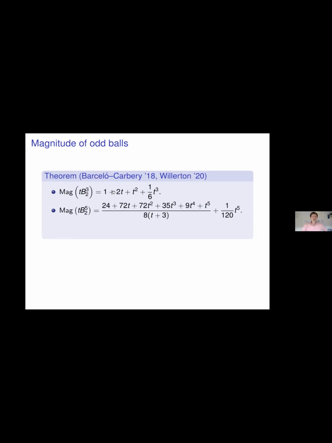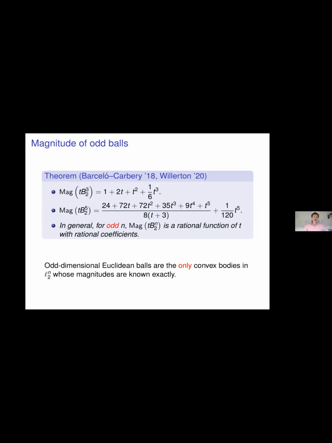And we get in 3 dimensions something not too surprising looking after you've seen the magnitude of an interval. But in 5 dimensions and beyond, we start getting something a little stranger. And in general, what we get is a rational function of the radius with rational coefficients, but the explicit description of it is really quite complicated. And I should say that as complicated as these are, the only convex bodies in Euclidean space whose magnitudes we can say we know exactly. And calculating that is quite a non-trivial task.